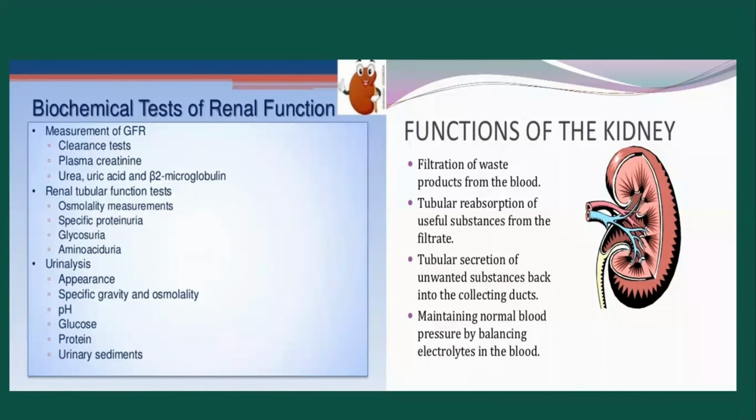Biochemical tests of renal function include measurement of GFR by clearance test, renal tubular function tests like glycosuria, aminoaciduria, and specific proteinuria, osmolality measurements, and urine analysis. Urine analysis covers appearance, pH, urinary sediments, specific gravity, etc.